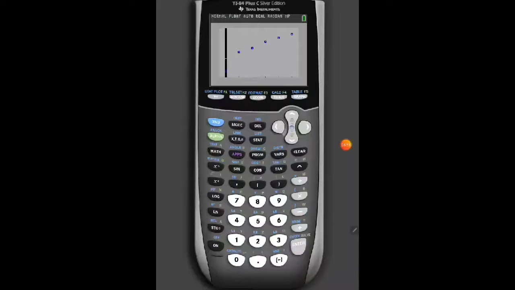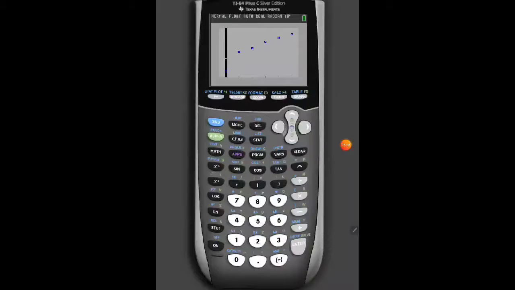There we go. So when you press zoom, you can use different features. You can zoom in, zoom out. Zoom fit is pretty good, and zoom stat also is pretty good. Okay, so there's my points. And now we want, so it looks like it's steadily increasing.